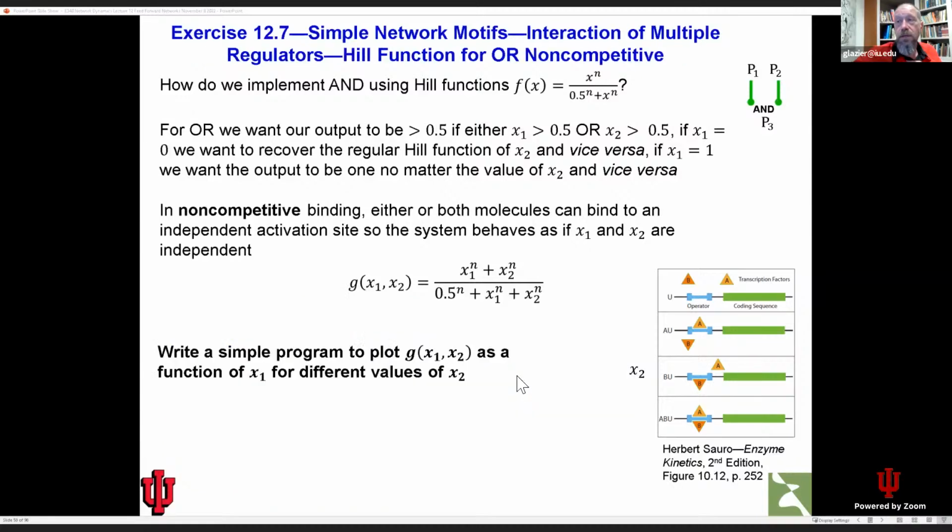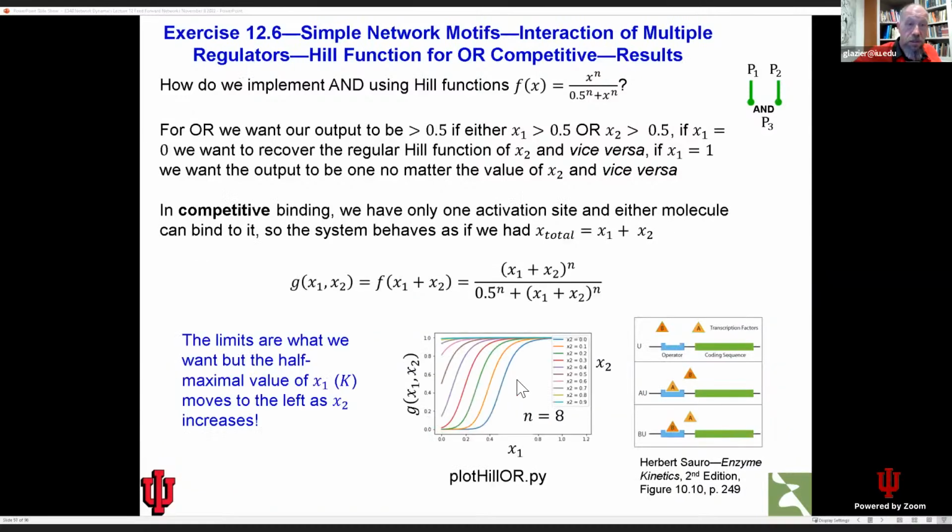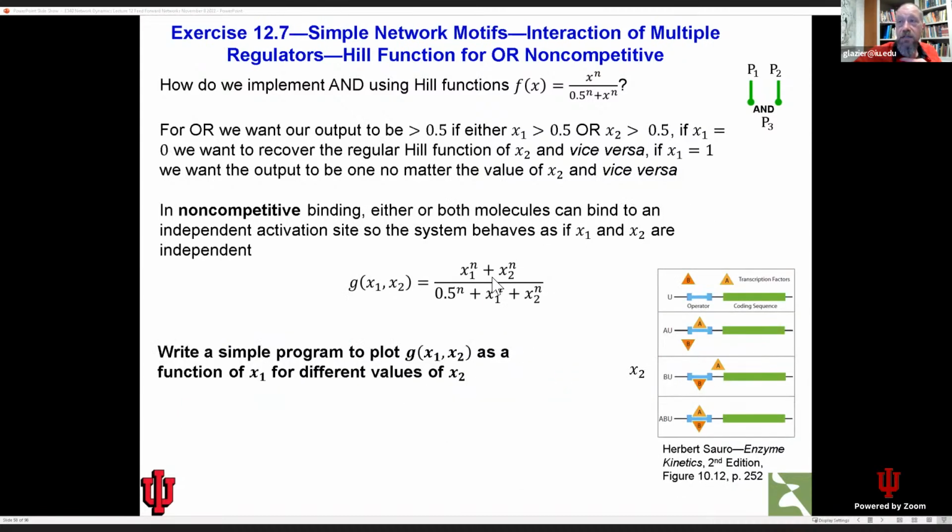Probably it would be nice if I could compare these two. They're both ORs, but they have very different behaviors, and they both occur biologically. So I'll leave you with that to think about: x1 plus x2 to the n versus x1 to the n plus x2 to the n. And if you're interested, Herbert has a nice textbook, Enzyme Kinetics, in which she goes through lots and lots of different configurations.